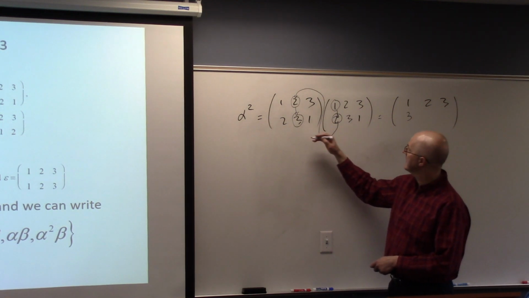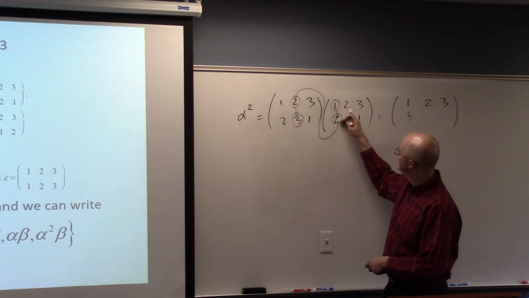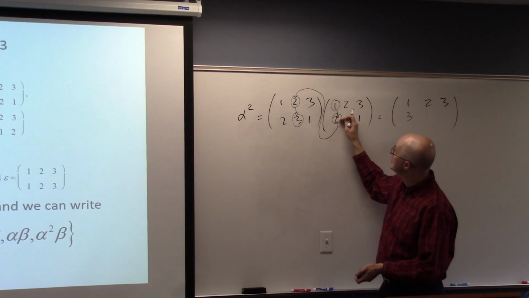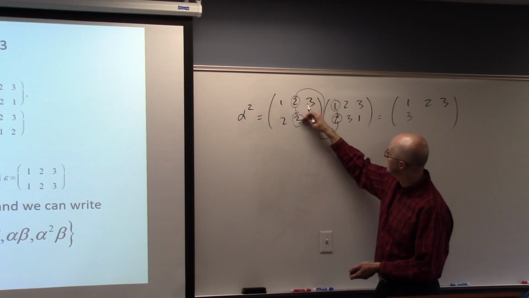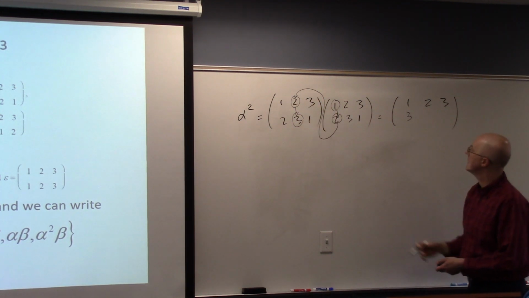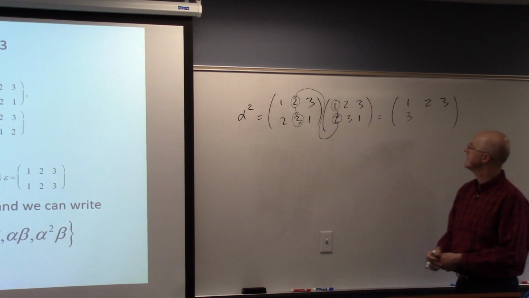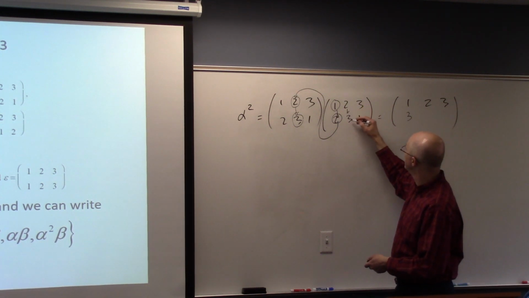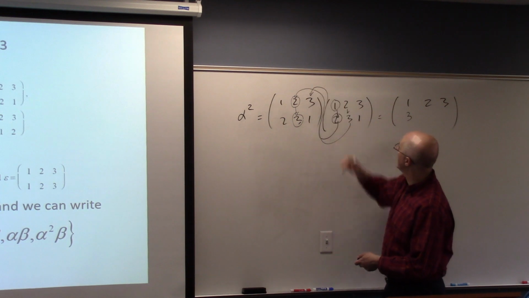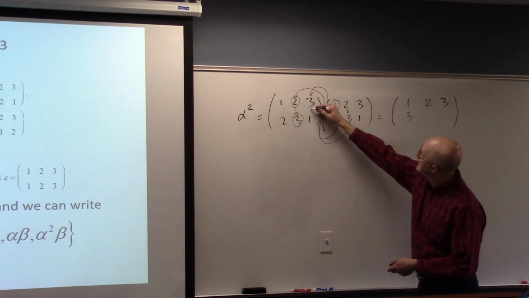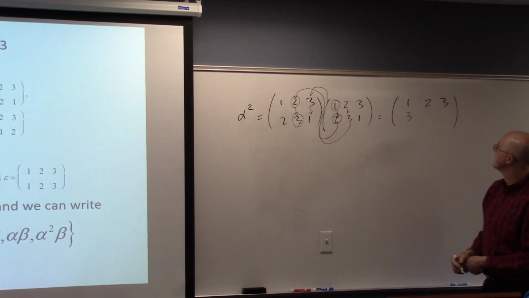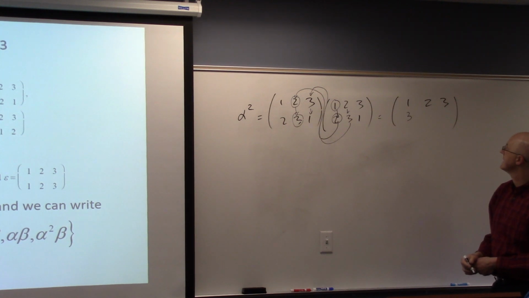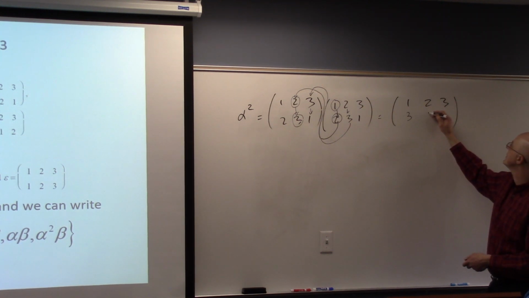Again, you're working from right to left. This one maps 1 to 2. But then that output, 2, gets plugged into this one. It maps 2 to 3. So the composition maps 1 to 3. Do the same for the others. This one maps 2 to 3, but then it maps 3 back to 1. And therefore, the composition of this function with itself maps 2 to 1.